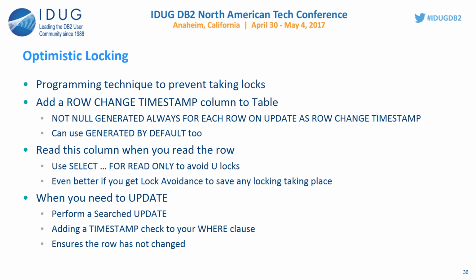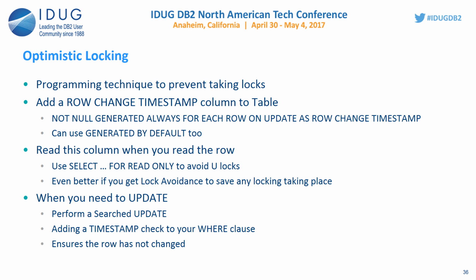Then, when you read in your program, you do a select for read only. That avoids taking any U locks, because it's taking a share lock since you're doing it for read only. And you save this timestamp in your program somewhere. Later on, if you try to update the row, rather than doing an update where current of cursor, you do a searched update with the where clause and also check this timestamp. You make sure the timestamp is the same as it was when you read the row to start with.